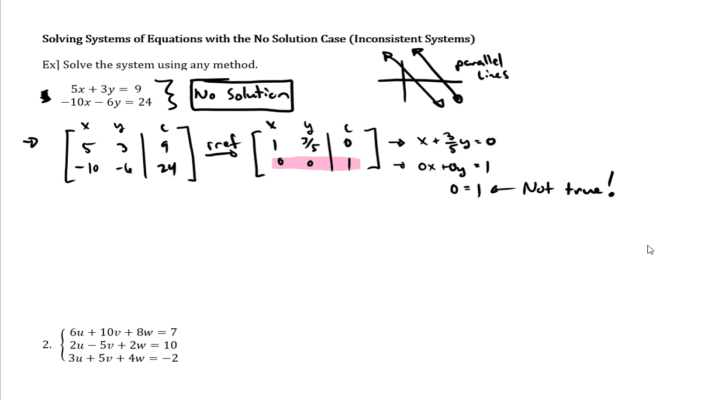So the parallel lines would not intersect, and that means there's no common point between the two. So that means it's no solution. As soon as we get some weird false statement, we know it's no solution.